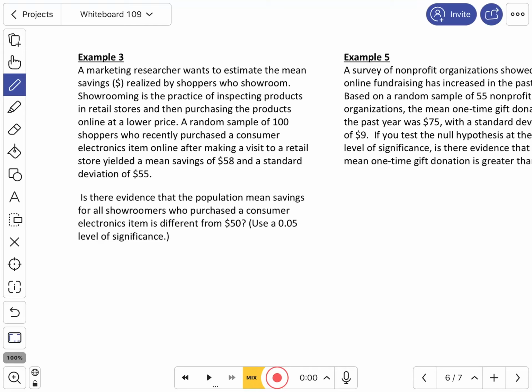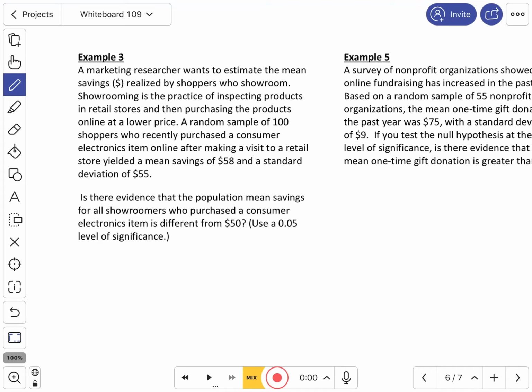A random sample of 100 shoppers who recently purchased a consumer electronics item online after making a visit to a retail store yielded a mean savings of $58 and a standard deviation of $55. Is there evidence that the population mean savings for all showroomers who purchase a consumer electronics item is different from $50? Use a 0.05 level of significance.